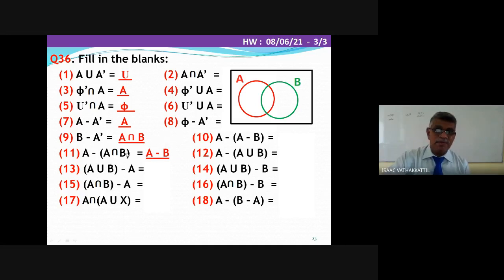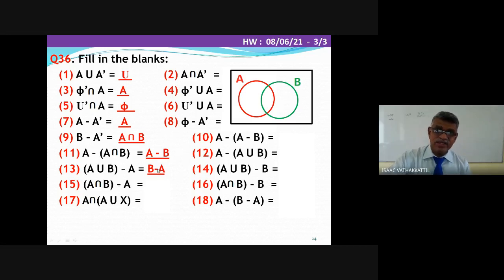Now, A union B minus A. From the whole A union B, remove A, you get nothing but the portion B minus A. From A union B, remove A, you get B minus A.